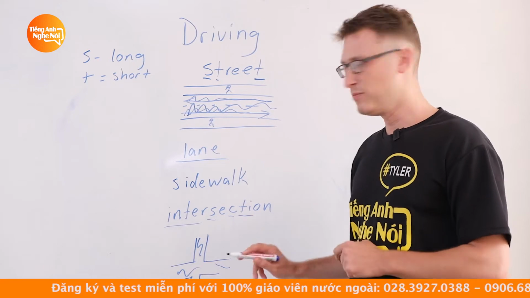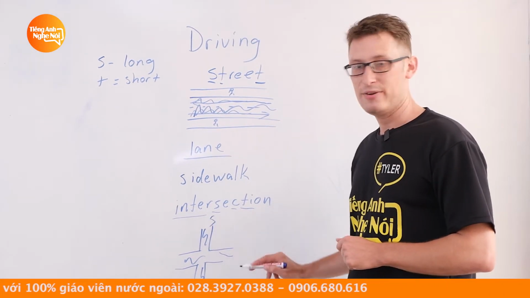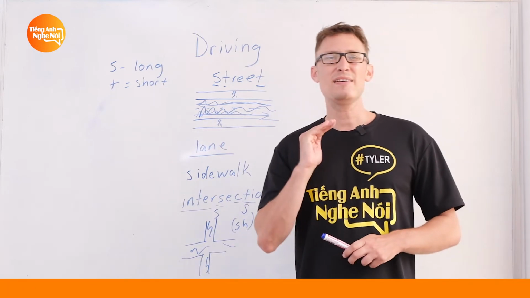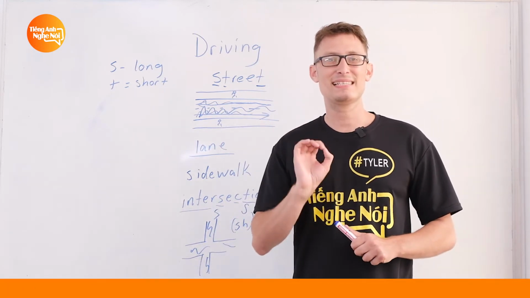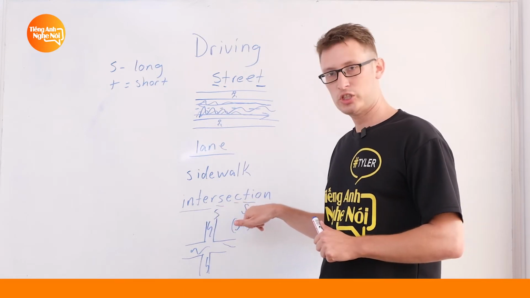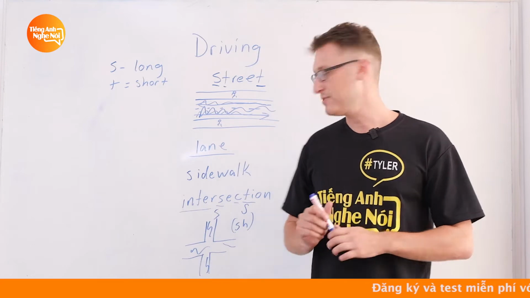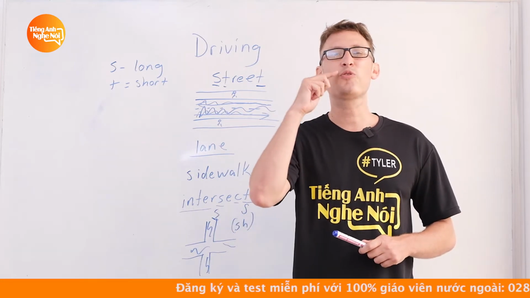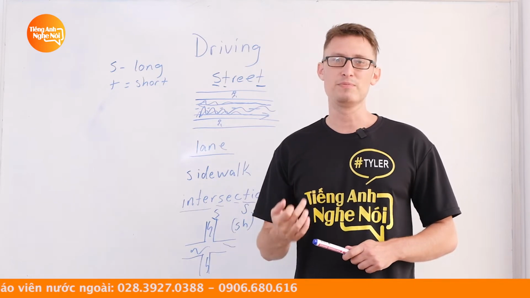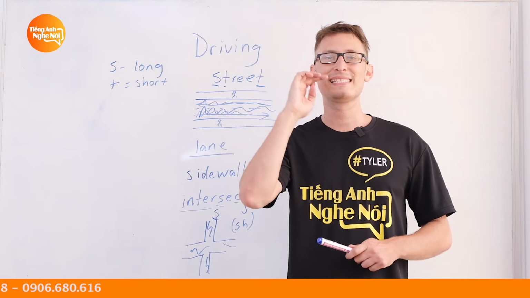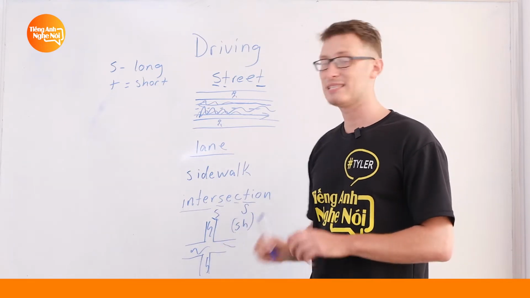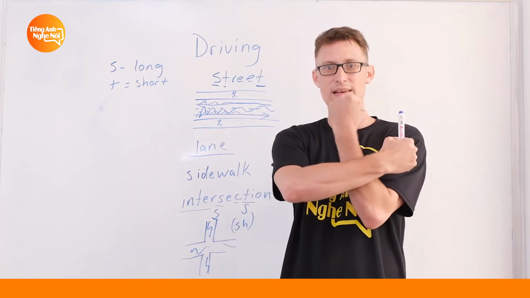Now, a little more pronunciation here. The S sound, and right here is, we call this the SH sound, okay? Many people get this sound confused. S, sh, sh, okay? When you make these sounds, the S sound comes from the top of your mouth. The SH sound comes from the bottom of your mouth. Okay? Intersection. Okay? So that is the place where two streets meet.